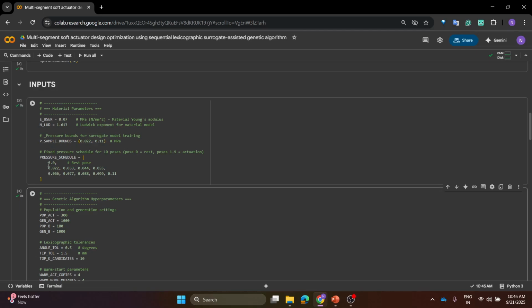So it will be like this: 0 megapascal for the initial position of the finger. Then we increase the pressure more as the finger is bending more, and the more bending of the finger, the more will be the pressure.